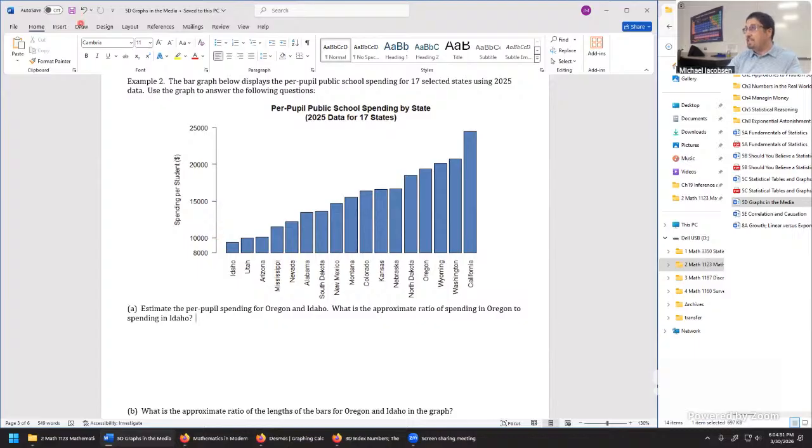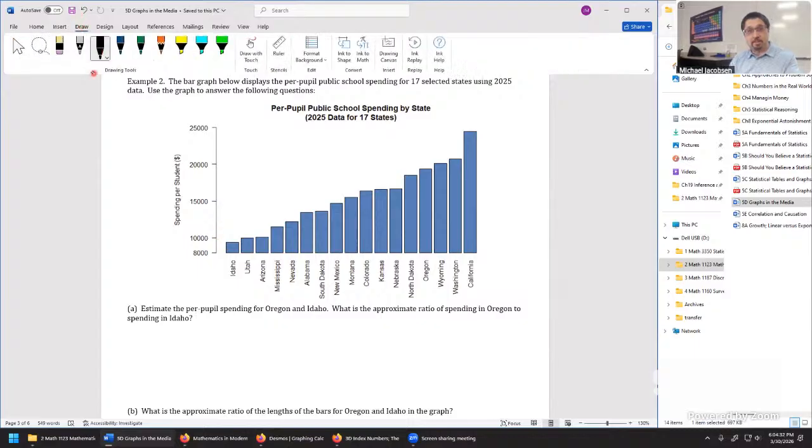And one thing I'd probably want to add to this graph before doing any kind of estimation is some horizontal dashed lines. The trouble is, it's not hard to estimate Idaho. It looks like it's somewhere around maybe $9,500 per pupil. Oregon's so far to the right that it's harder to see just where it is. So let's add just a couple of horizontal lines, one at 1,500.